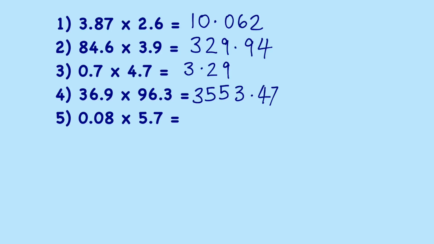Question number 4, 36.9 times 96.3 is 3,553.47. And the last question, question 5, 0.08 times 5.7 is 0.456. How did you find those?